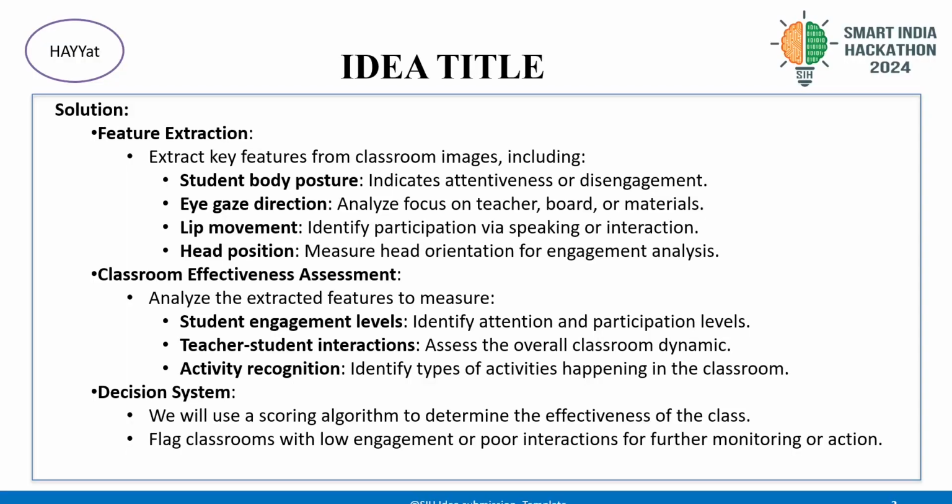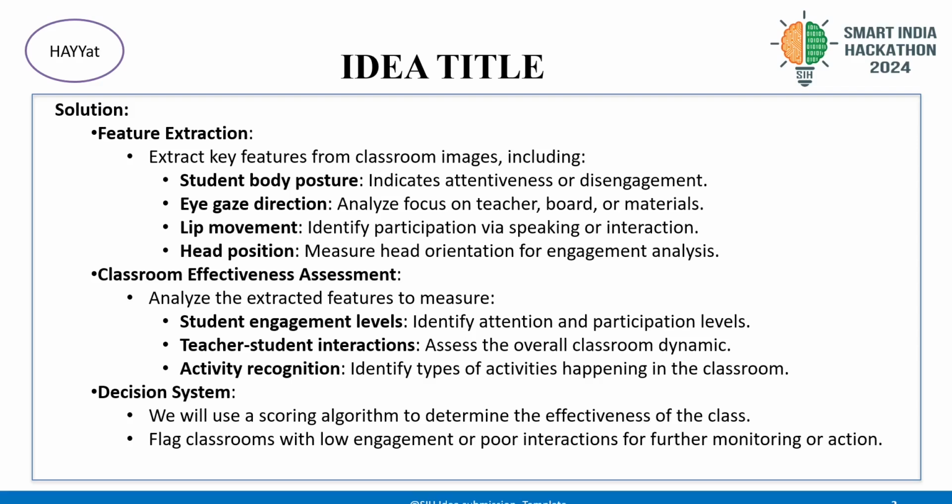To solve the given problem statement, we are going with the solution of computer vision. So in our solution, when the classroom images are given to us, first we will detect the student body posture, indicating how attentive the student is in class, and other metrics like eye gaze detection, which direction the student is seeing, whether he is seeing towards the board or outside of the class. Using the lip movement, we would tell how the student is participating and interacting with the class and teacher.